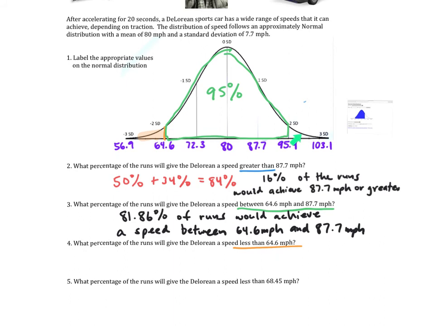But what's half of 5%? 2.5%. So that means that this area here is 2.5%. Because this other tail over here, this white area, is also 2.5, right? Because 2.5 plus 2.5 is 5%, and then plus another 95% is 100%. So here we would say, what percentage of the runs will give the DeLorean a speed of less than 64.6? We would say 2.5%.